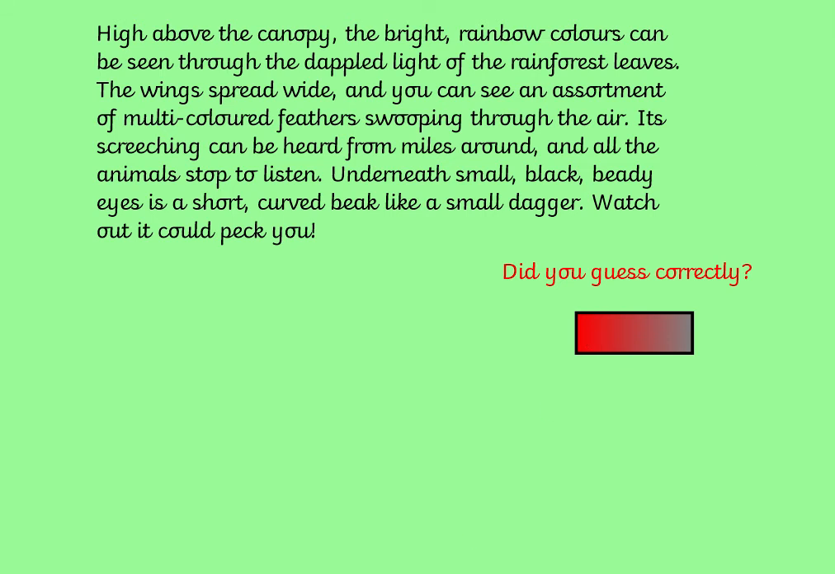So the first animal. High above the canopy, the bright rainbow colours can be seen through the dappled light of the rainforest leaves. The wings spread wide and you can see an assortment of multicoloured feathers swooping through the air. Its screeching can be heard from miles around and all the animals stop to listen. Underneath small, black, beady eyes is a short, curved beak like a small dagger. Watch out, it could peck you.